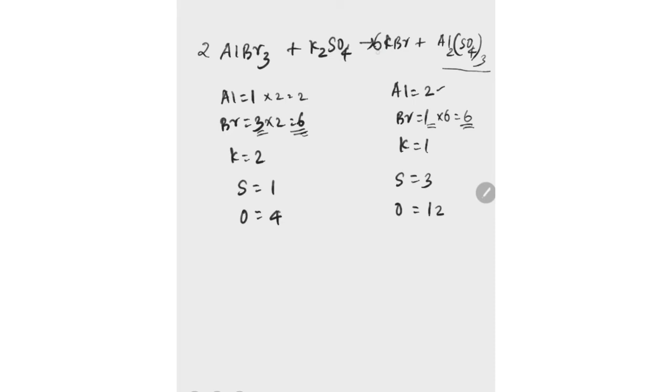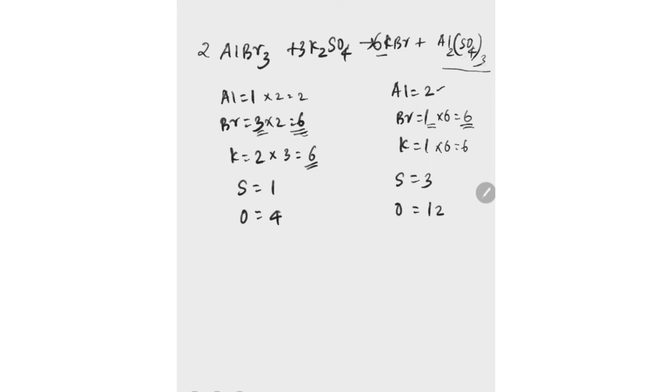Now when I put bromine 6 here, potassium also became 6 here. So we have to multiply this potassium by 3 to make it 6. Here also we multiply by 6. So you put 3 here so that this became balanced. Now we can check it.